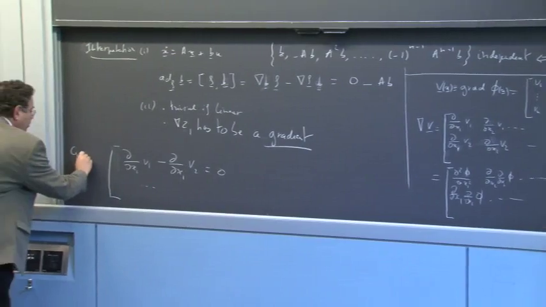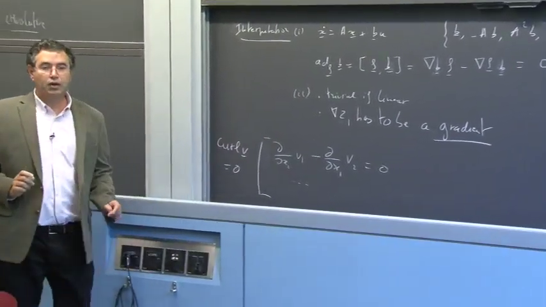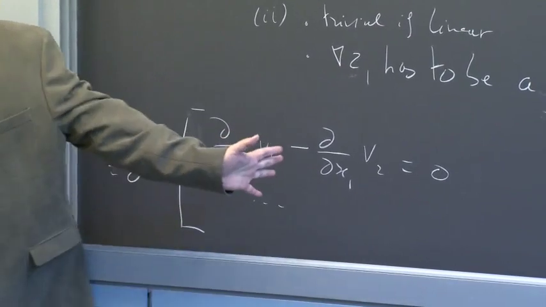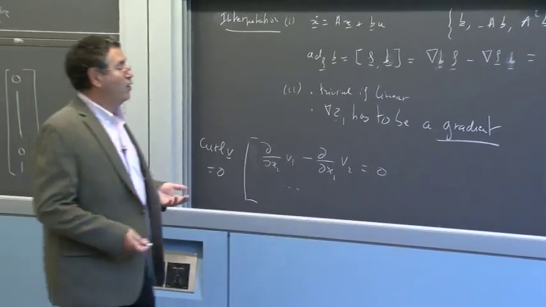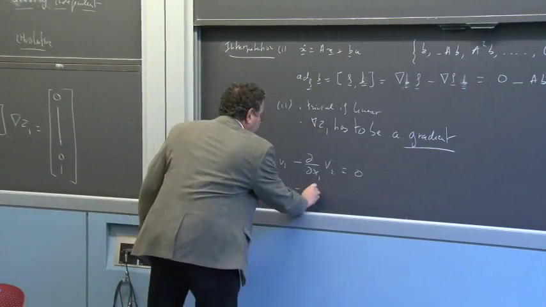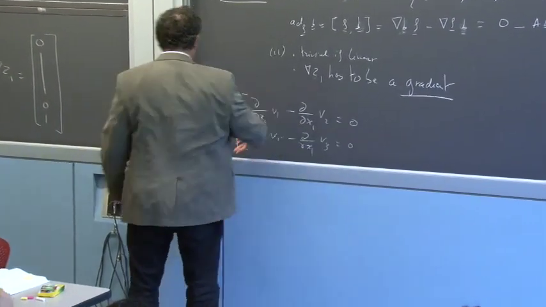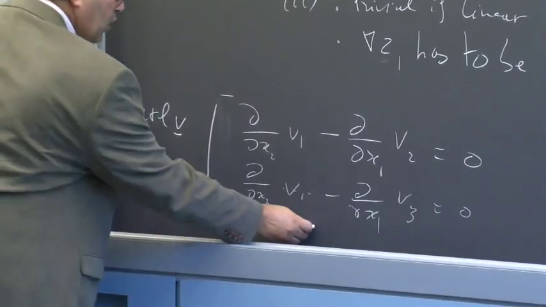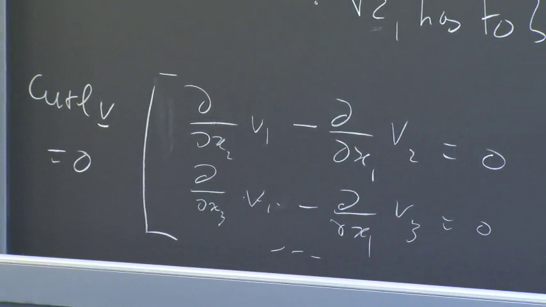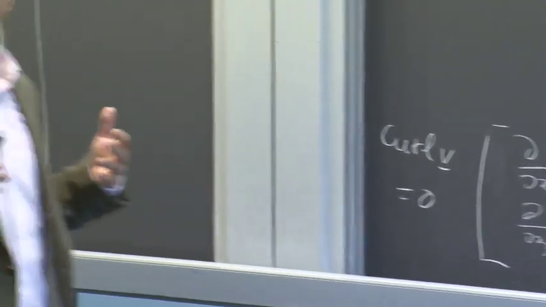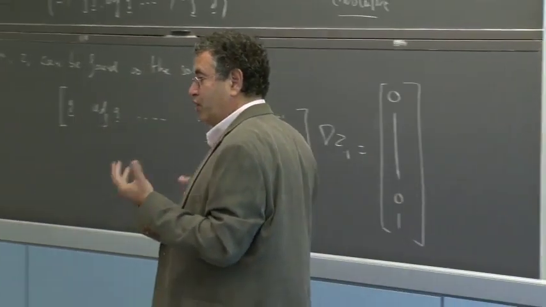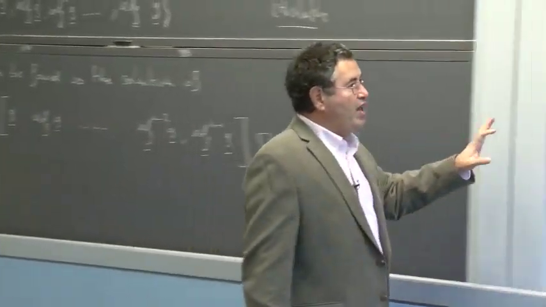Basically, it means that the rotational, the curl of v is 0. So if you think of it, how would you compute the curl or the rotational of a vector? Those would be the conditions: d over dx3 of v1 minus d over dx1 of v3 equals 0, and so on. These conditions are simply saying that the curl of the vector field is 0, which is a necessary and sufficient condition for something to be a gradient. A gradient is something which is irrotational.